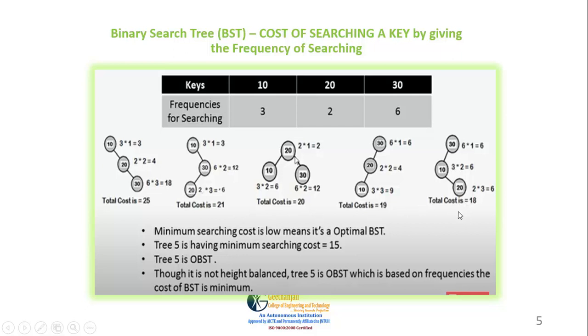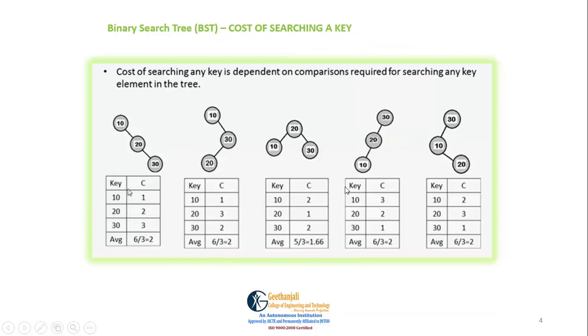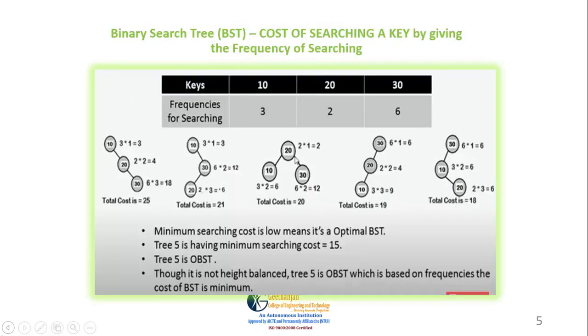Finally, the best tree for searching is the fifth tree, where the root is 30, the left subtree is 10, and the right subtree of 10 is 20. Okay, so this is the tree which has the least number of comparisons when compared to all other trees. Okay. So we need to find a binary search tree which gives the least number of comparisons. Okay. Whereas in the previous case, if all the elements have the same frequency, then the middle one will be the best one. Okay.